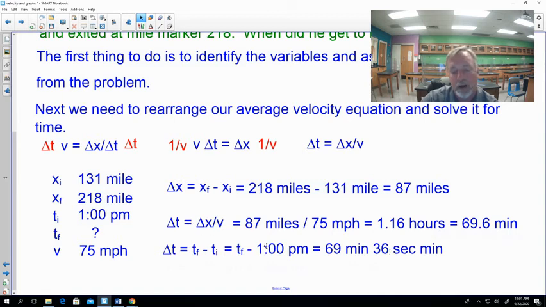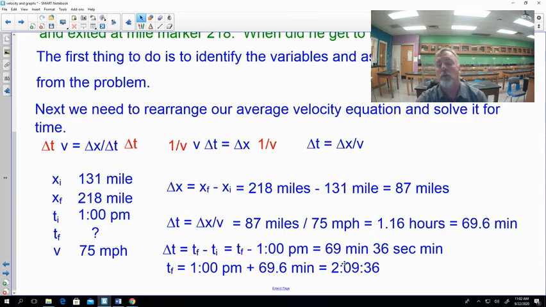So now we have TF minus 1 p.m. equals 69 minutes and 36 seconds. To rearrange that, we need to add the 1 p.m. to both sides. We do the opposite of the subtraction, which means adding. So we got rid of the 1 p.m. on the left, which means we add that 1 p.m. on the right. So TF is 1 p.m. plus 69 minutes and 36 seconds, which is 1 hour, 9 minutes and 36 seconds. So 1 o'clock plus that gives you 2:09 and 36 seconds. That's the time we arrived at mile marker 218.